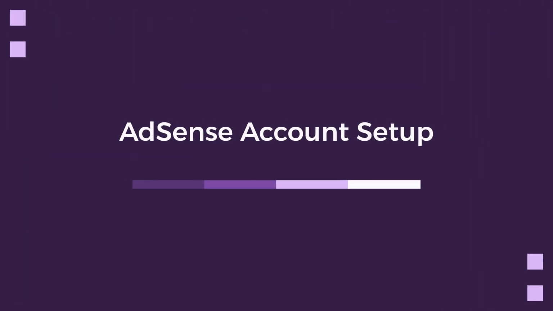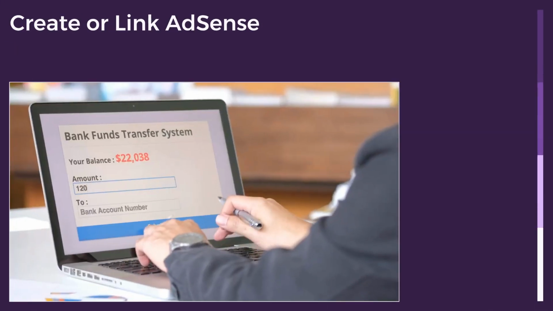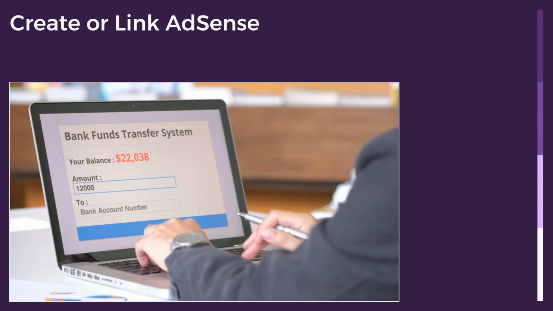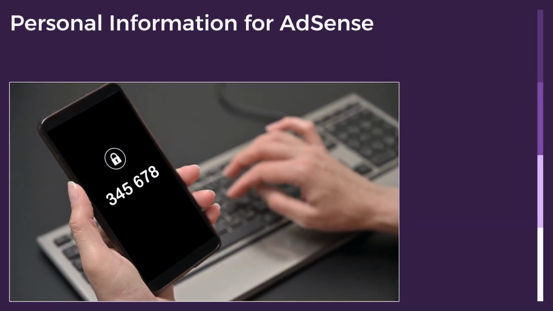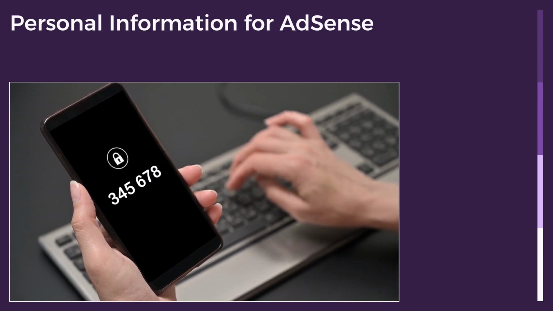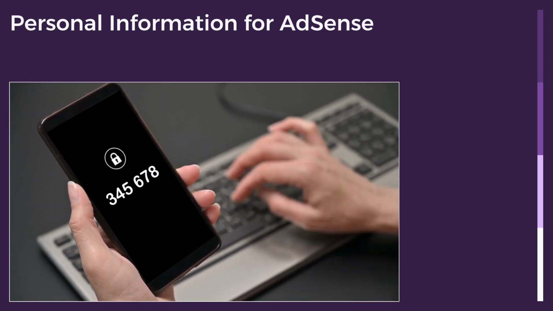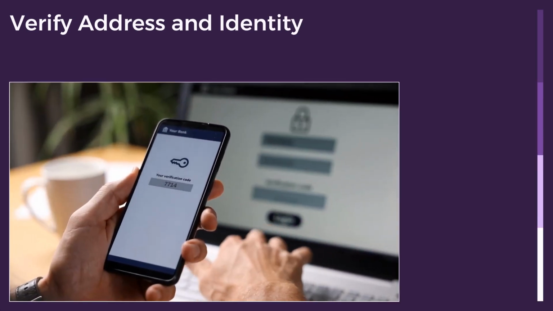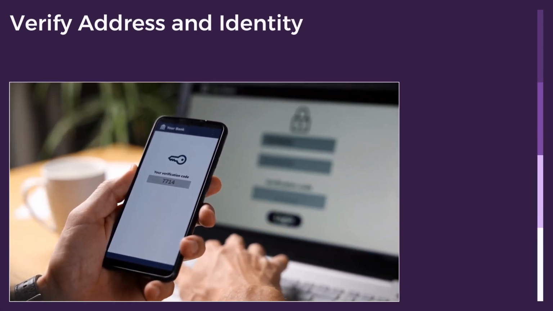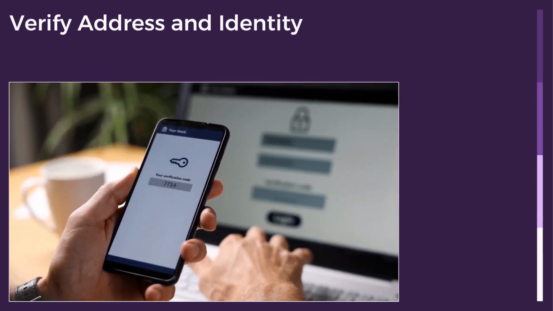Here's a step-by-step guide to setting up your AdSense account for success. You can either create a new AdSense account or link an existing one, ensuring a smooth transition for your earnings. You'll need to provide accurate personal information for AdSense approval, a critical step for verifying your identity and ensuring proper payments. Verifying your address and identity is a mandatory step, safeguarding your account and ensuring secure transactions.